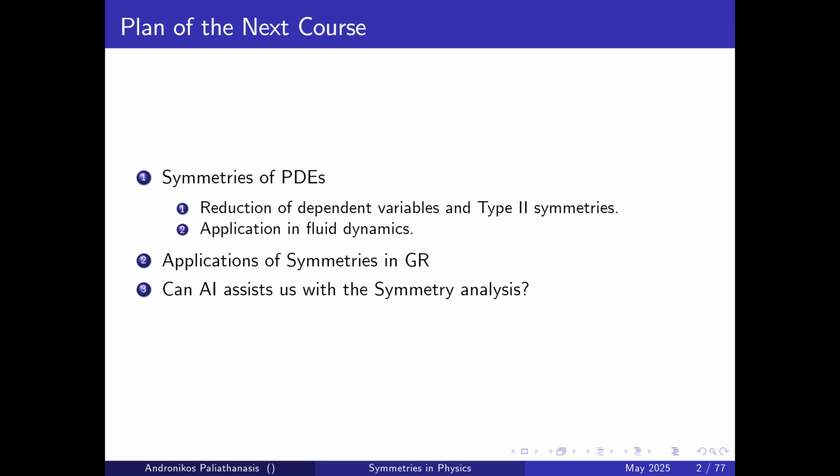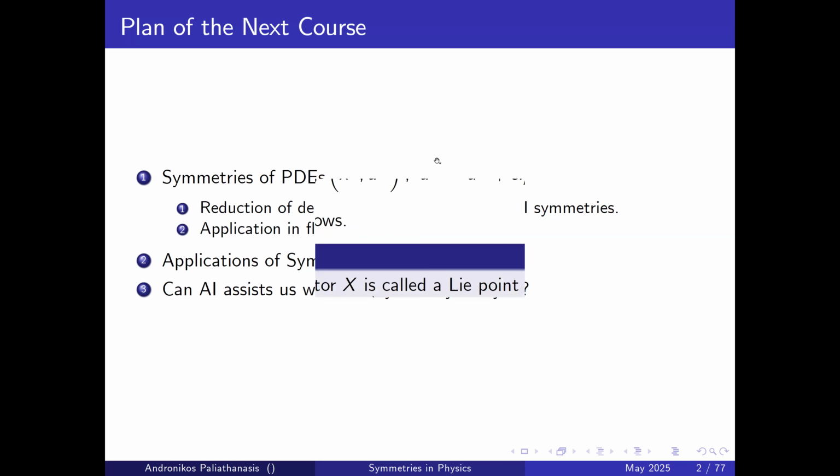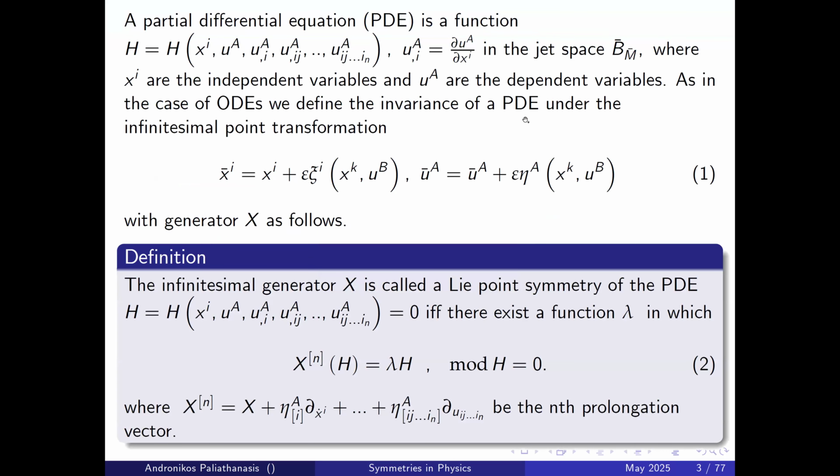Then we'll discuss the application of symmetries in general relativity in gravitational physics, and how AI can assist us with the symmetry analysis. I will continue from where I stopped the last time. The last time I talked about ODEs.